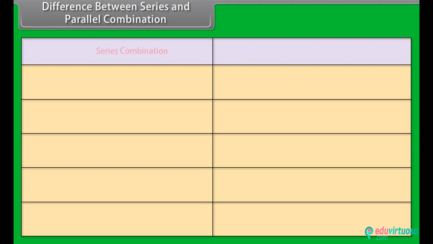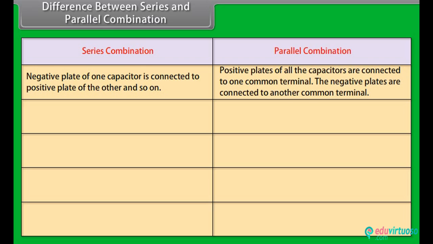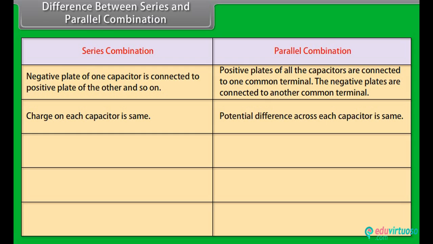Difference between series and parallel combination. In series combination, negative plate of one capacitor is connected to positive plate of the other and so on. Whereas in parallel combination, positive plates of all the capacitors are connected to one common terminal, and negative plates are connected to another common terminal. In series combination, charge on each capacitor is same, whereas in parallel combination, potential difference across each capacitor is same.